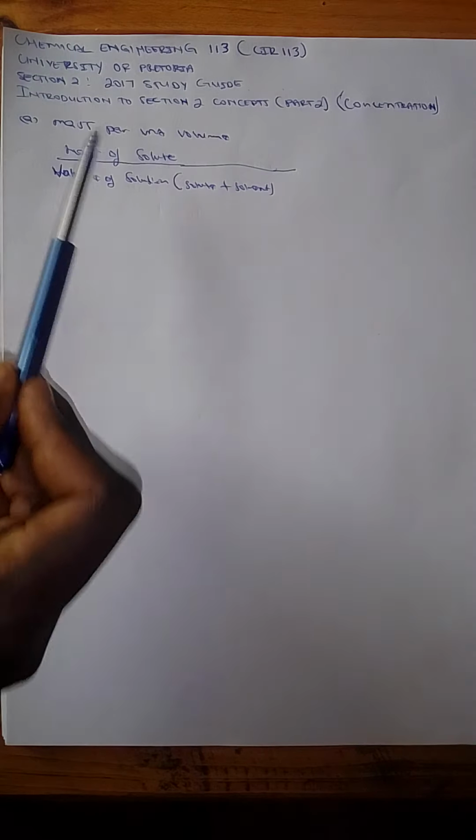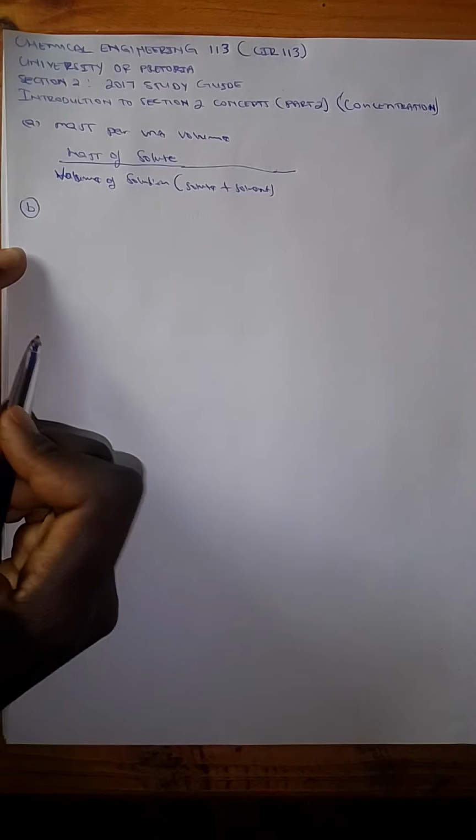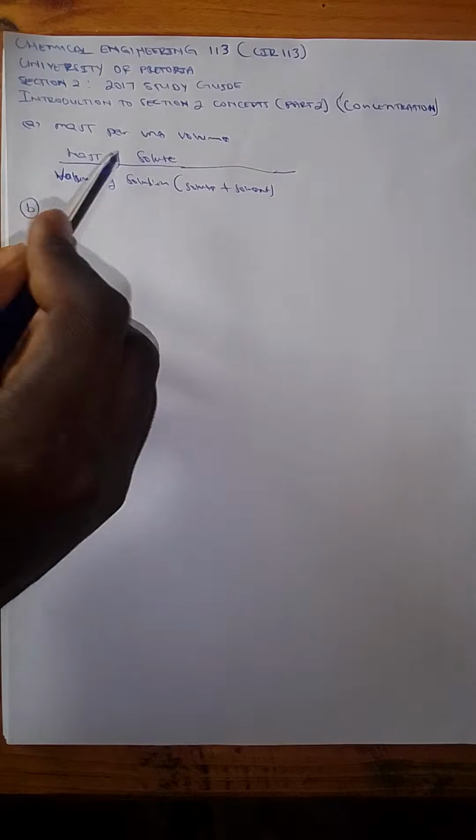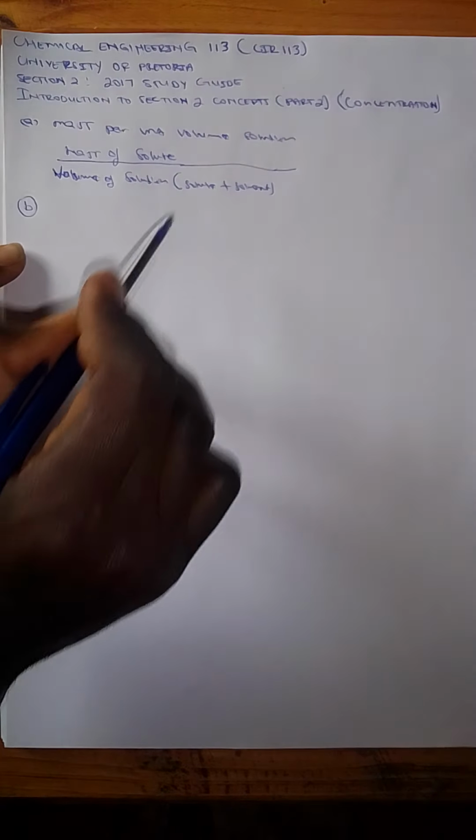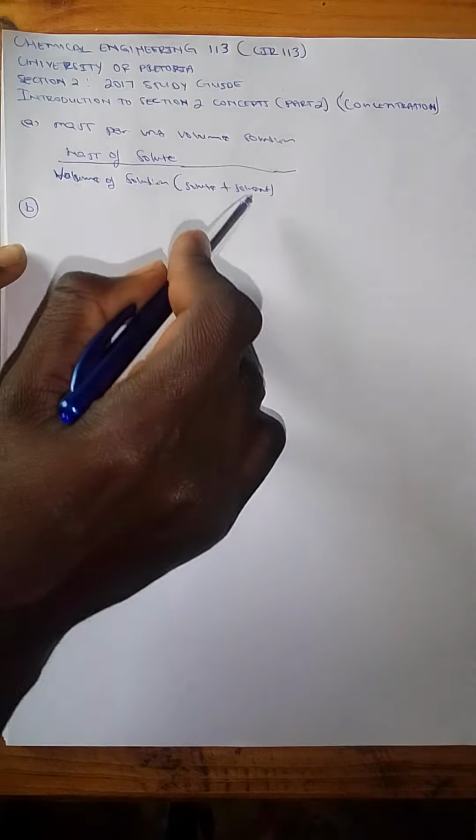So that is actually the mass per unit volume of solution. It's very important to understand that in mass per unit volume of solution, the volume of the solution is the volume of both the solute and the solvent.